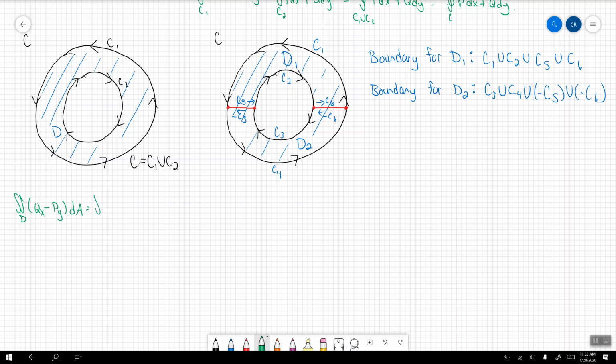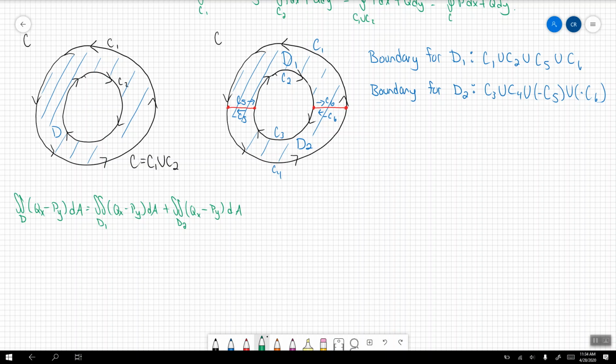Well, this initial domain now gets split into two different domains. My initial domain D got split into two different ones because we inserted this new section. So this is going to be D1, which is still Q partial of x minus P partial of y dA. And I'm going to add this to the double integral over domain 2 in order for us to find that region, which is Q partial of x minus P partial of y dA.